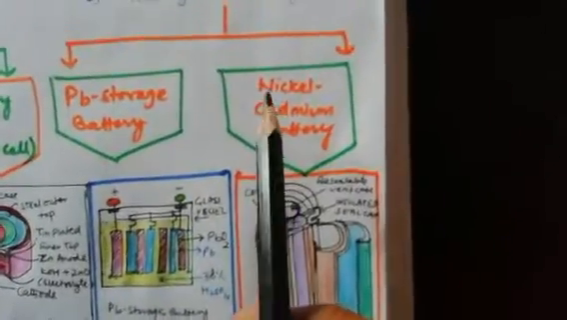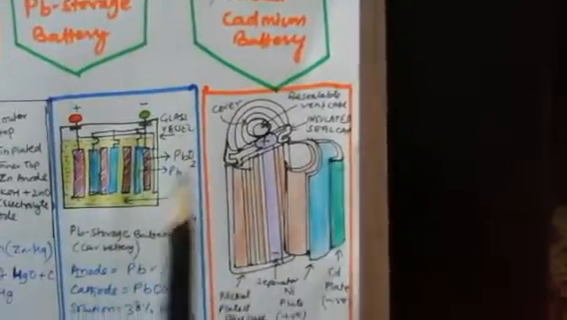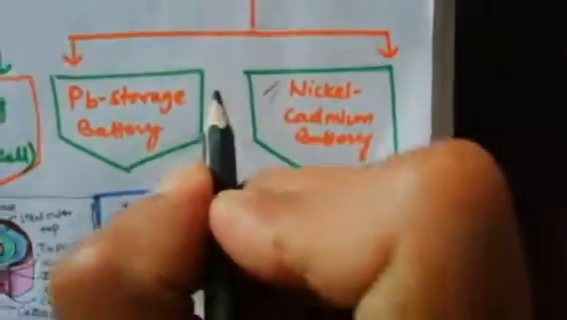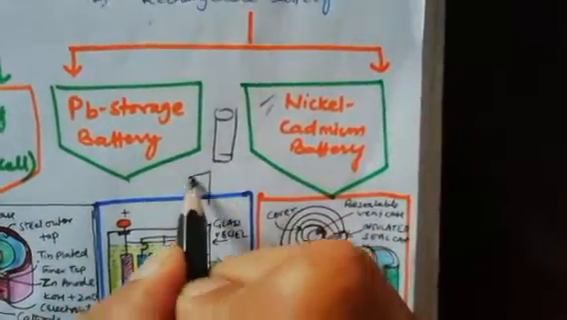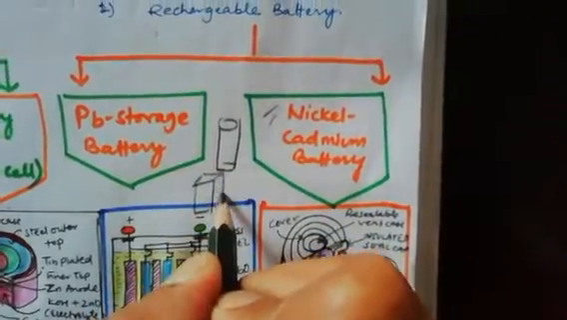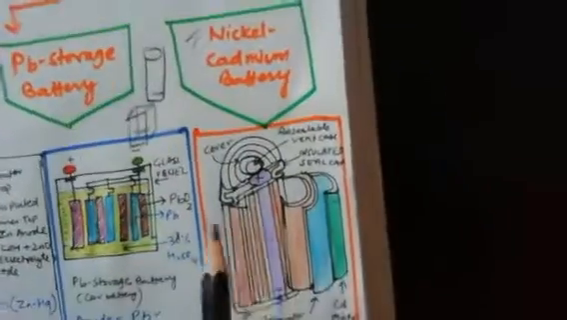Okay, next and last is the nickel cadmium battery. Nickel cadmium battery is like a dry battery. It is also a similar type of battery. Sometimes a dry battery is of this cylindrical shape. So nowadays you have seen this type of battery, okay, a little bit cuboid shape battery, that is the nickel cadmium battery.